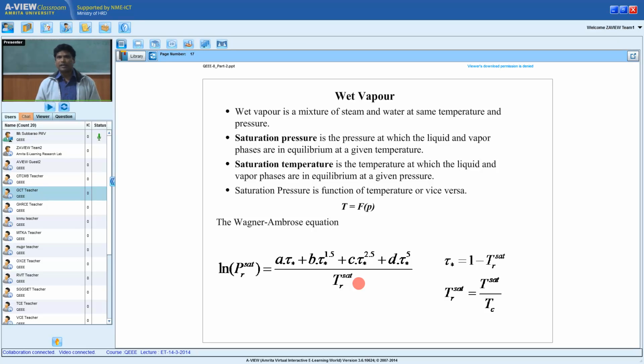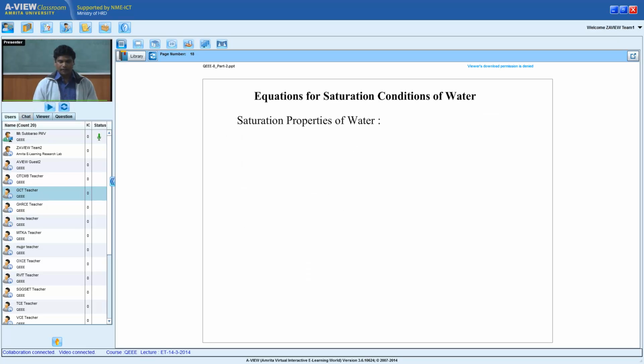Very complex relation. Unless he developed that kind of relation... suppose you substitute everything back, and if you want to know exactly the saturation temperature as a function of saturation pressure, you substitute this into this into this, all these things, you will get something very complicated. Just to represent it simply, we have 3 levels of this, and this is the knowledge which can be used for anything. Okay, so the equation for saturation condition of water, what is called the saturation properties of water.